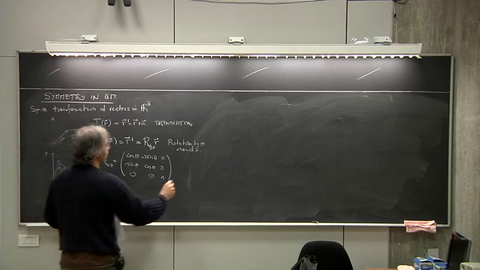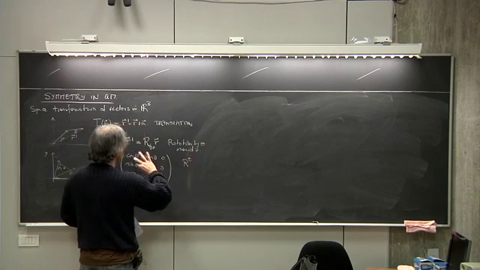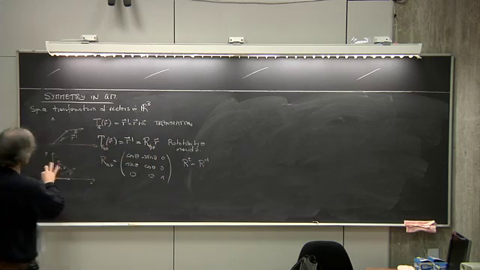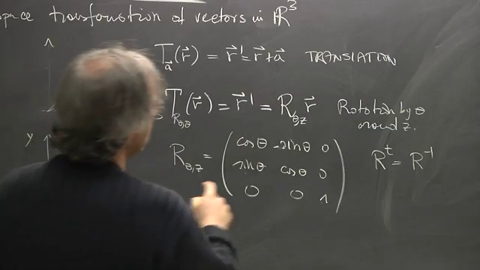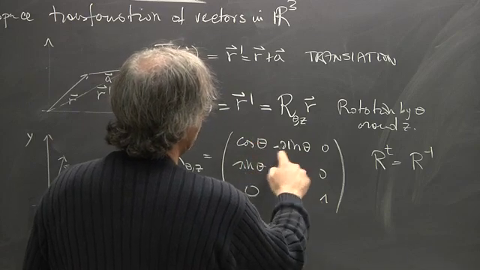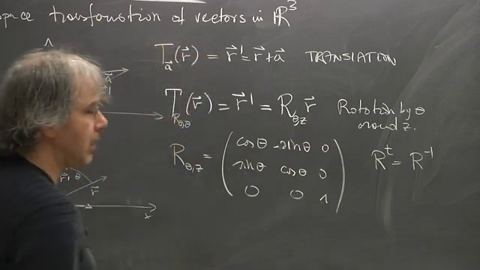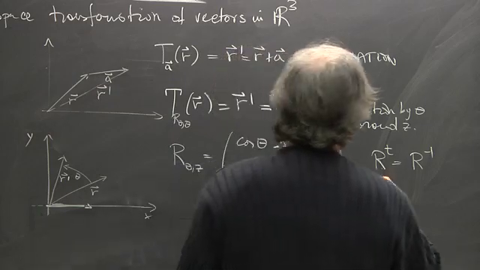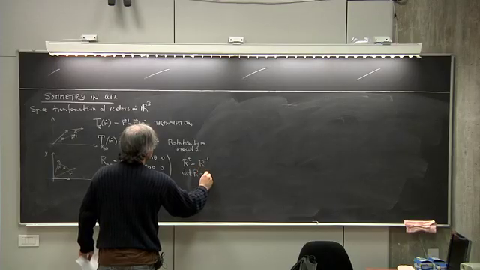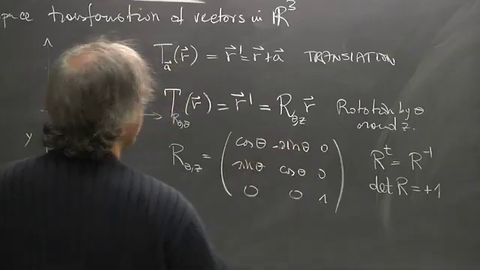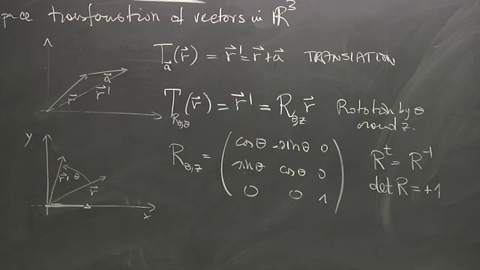Notice that these matrices have the property that the transpose is equal to the inverse. The inverse is obviously a rotation by minus theta. If you change theta into minus theta, the cosine doesn't change, but the sine changes sign, exactly like when you transpose. Another property is that the determinant of those matrices is always plus 1. You can calculate it, it's very easy: cos squared plus sine squared is 1. This is true for any rotation, in fact.